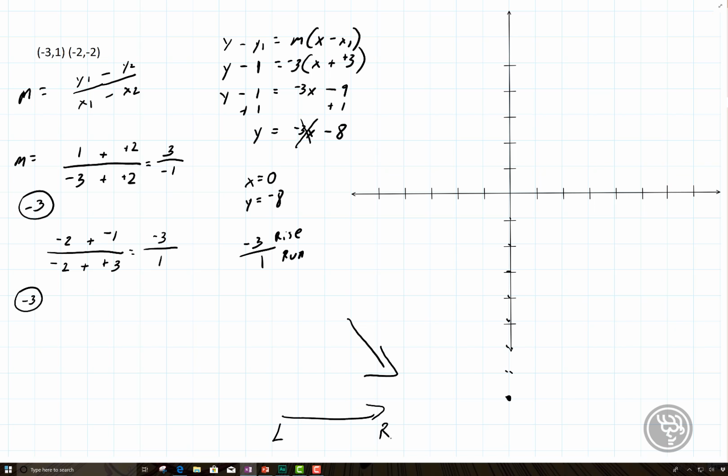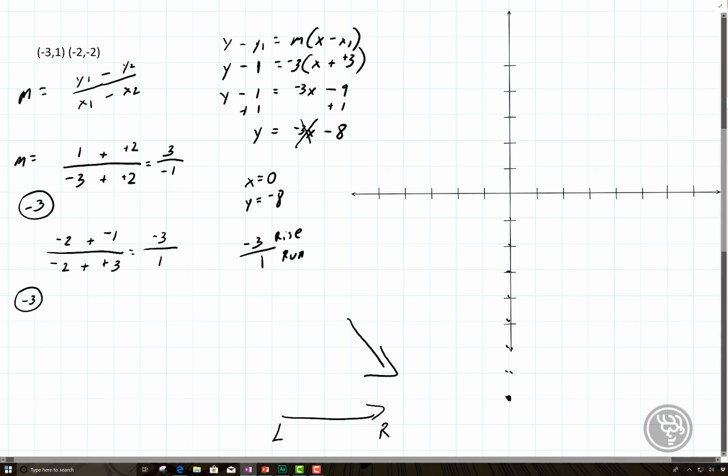So in this case, we're going to go up 3. 1, 2, 3. And now we're not going to go to the right. We're going to go to the left because this line has to come down. 1, 2, 3, and then over 1. So that's what my line should look like. Plot these points as best as we can. Your line is looking somewhat like that.